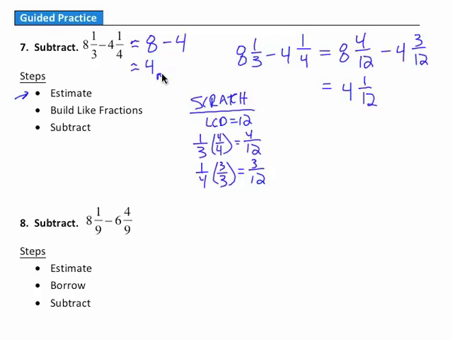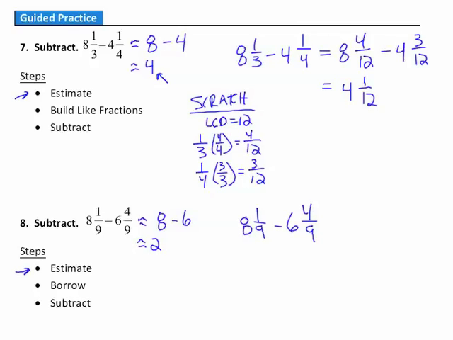Question 8. Subtract 6 4/9 away from 8 1/9. Well, let's start with our estimate. 8 1/9, that's closer to 8. 6 4/9, ooh, that's close. Let's see. 1/2 of 9 is 4.5. Well, 4 is smaller than 4.5, so that's actually closer to 6. So we're going to have 8 minus 6. So our estimate is 2.